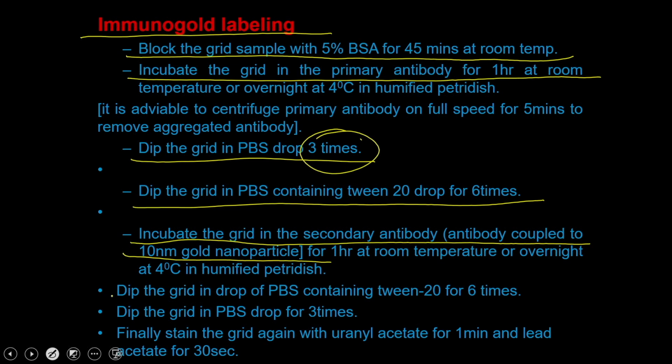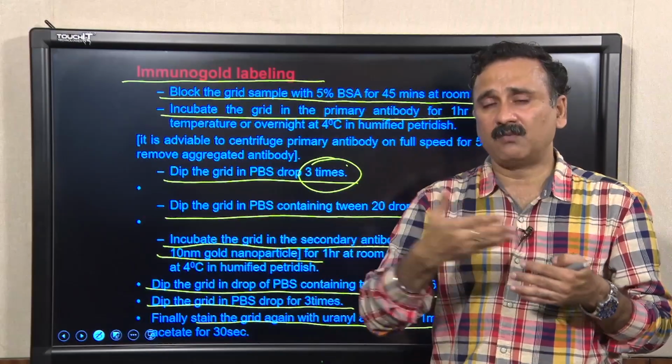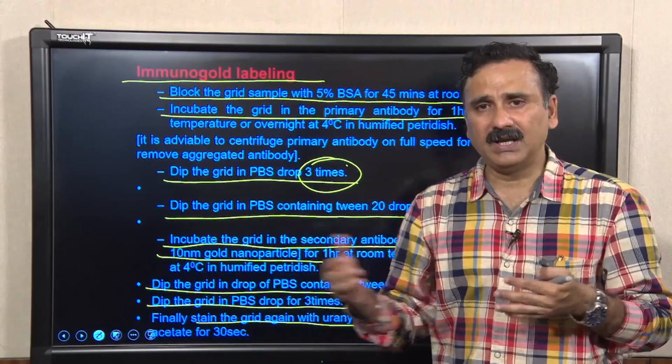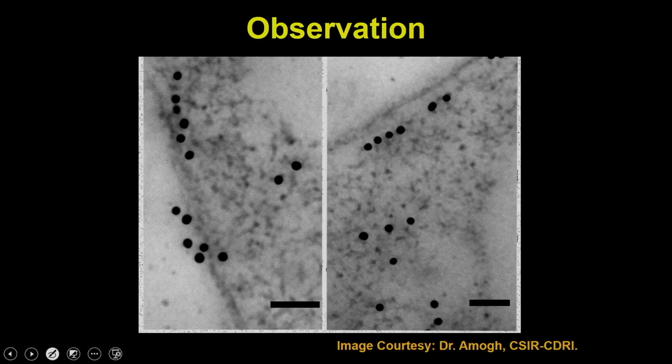And then you have to do a washing exactly the same way as the first washing, with the PBS and then PBS containing the Tween. Finally, you stain the grids again with the uranyl acetate, so that whatever uranyl acetate has been lost while you are doing this immunostaining comes back, and it is actually going to give you the morphology of the different organelles.